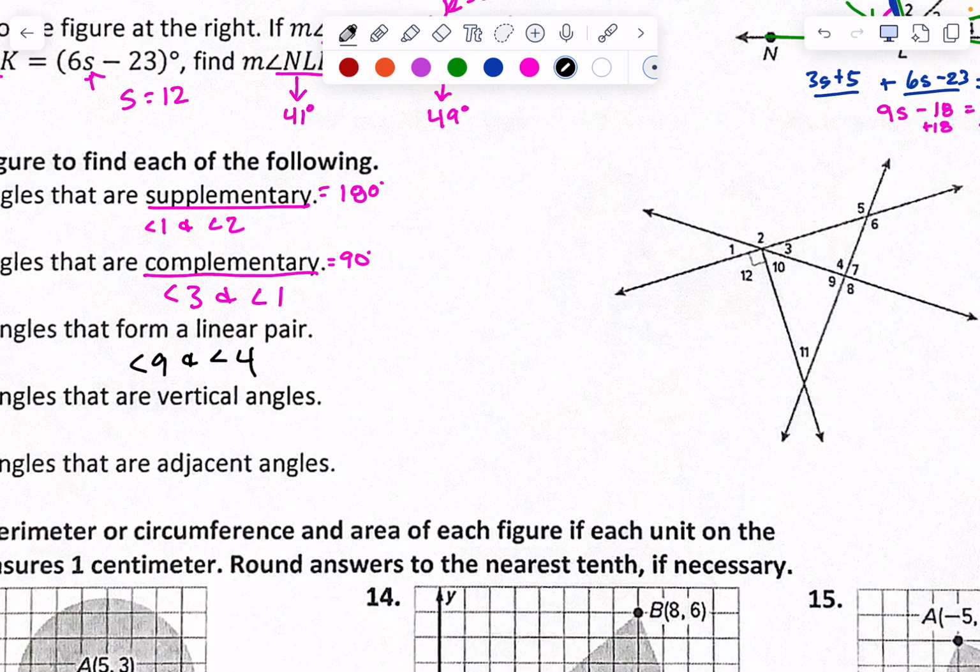Vertical angles. 9 and 7. 1 and 3. 5 and 6. 4 and 8. Any of those would work? You only have to list one.